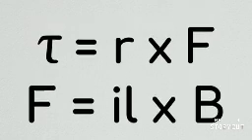As we said last time, the torque on this wire can be quantified as the cross product between the distances the forces are apart and the force vectors themselves, where the force vectors are the result of the current times the length crossed with the magnetic field.